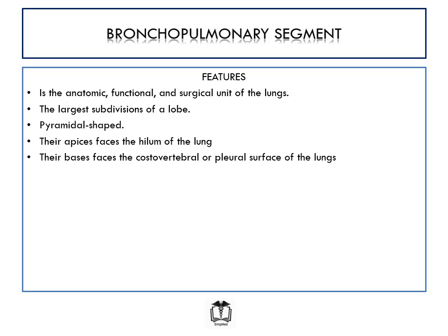Let's say there's a lung tumor, a lung cancer, we can, rather than taking out the entire lung, just resect the bronchopulmonary segments that have been affected. It's the largest subdivision of a lobe. It is pyramidal in shape, and very importantly, in terms of how it is placed, the apex of the bronchopulmonary segment tends to face the hilum of the lungs. It's very important to remember. And then the base of the bronchopulmonary segment tends to face the costovertebral or pleural surface of the lung.